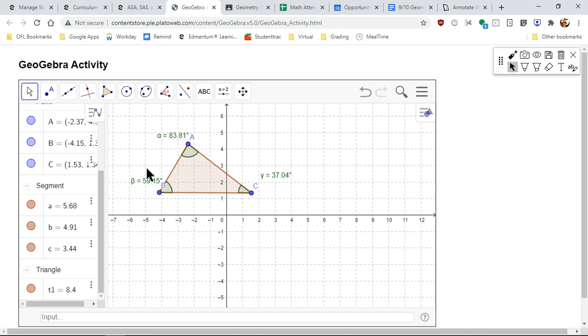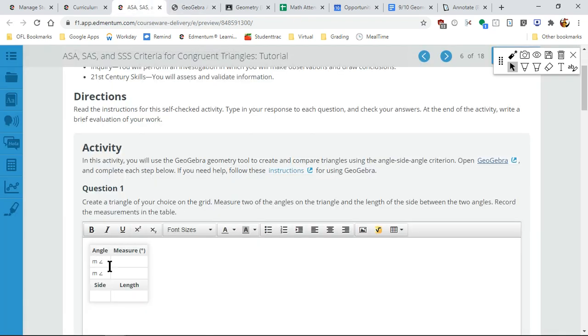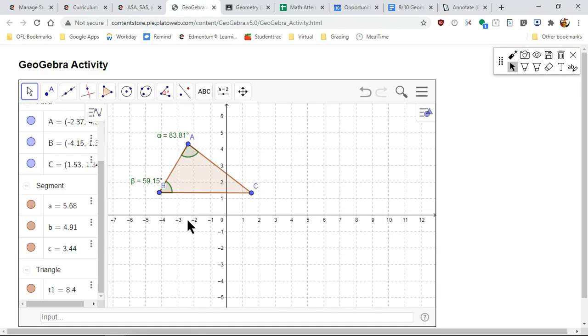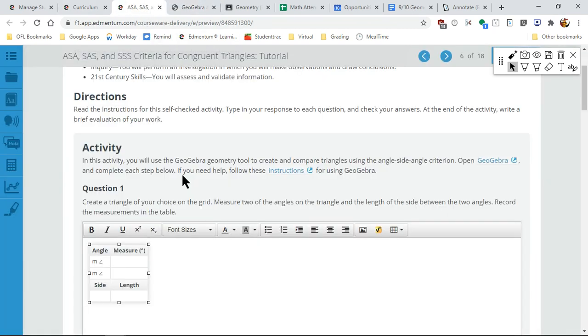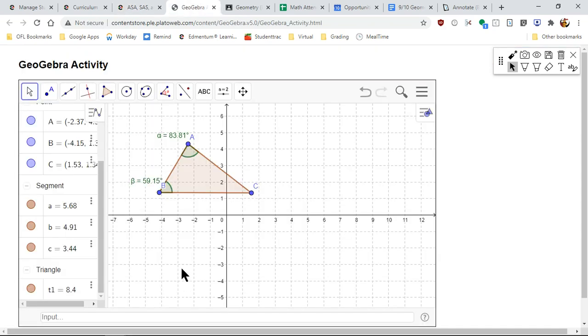There we go. And then you can just record these, but they only wanted two angles, so I think I kind of overdid it. So I'm going to measure my angle A and my angle B. Edmentum wants you to measure the whole thing, but since it's a triangle, I don't care if you just say angle A. They want you to say angle BAC, for example. I don't care if it's just angle A. I know what you're talking about.